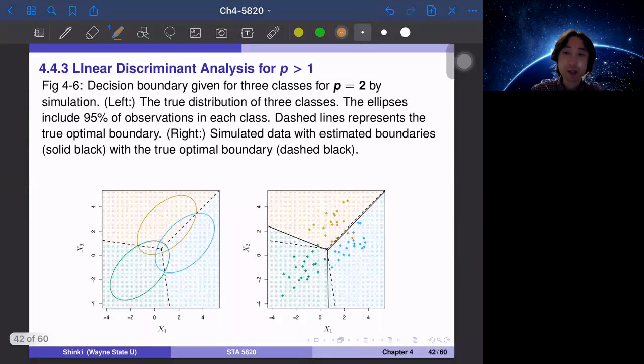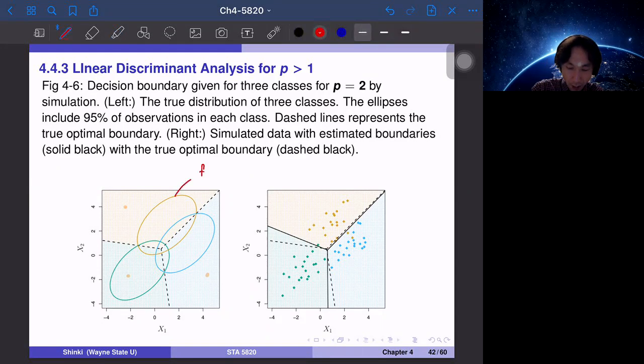Yeah, and you can imagine that if we drop that condition, we have a quadratic term. So the decision boundary is a quadratic curve or quadratic surface. So this is one example. We have the three classes, and we estimated the f1 of x and f2 of x and f3 of x.